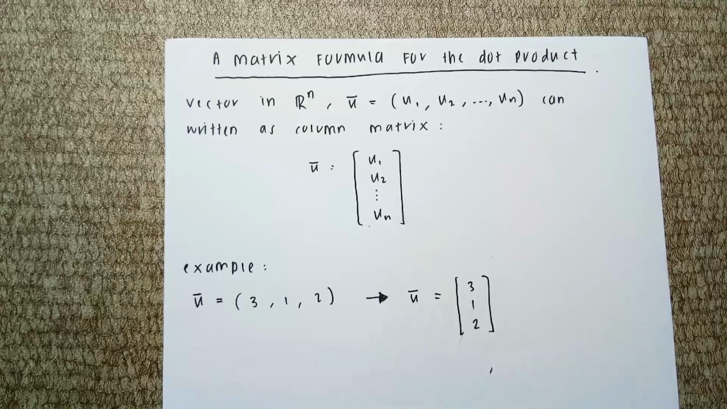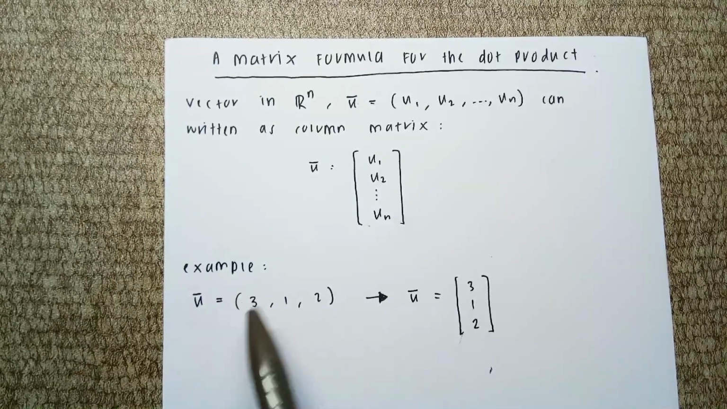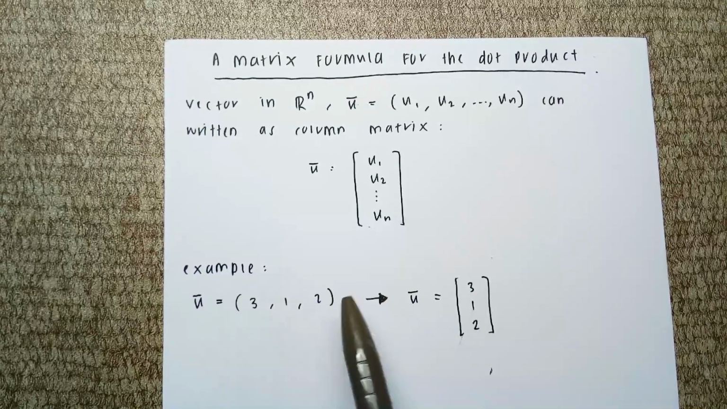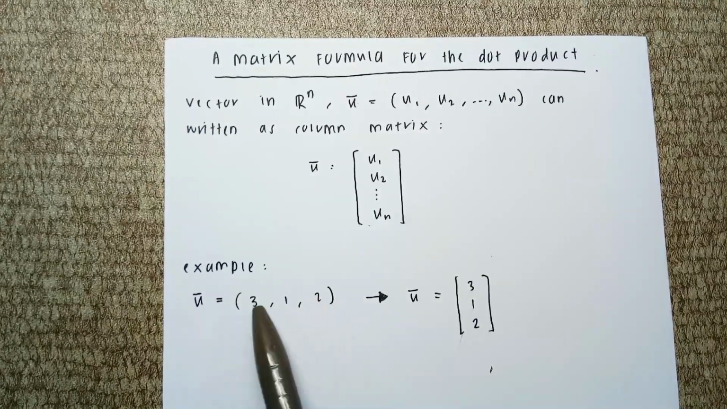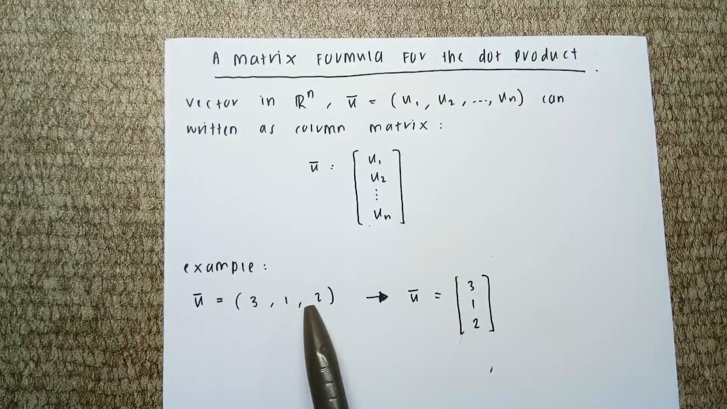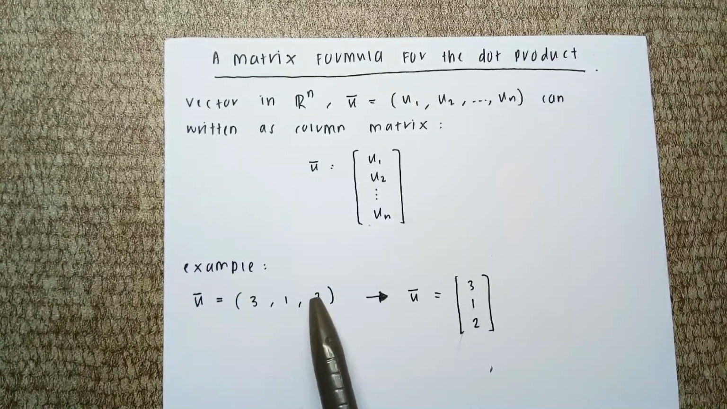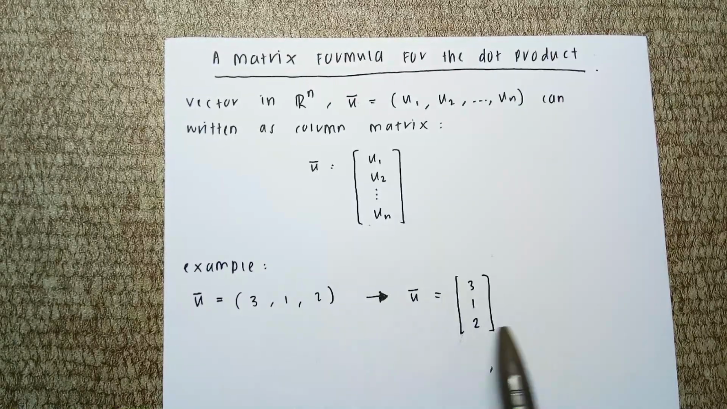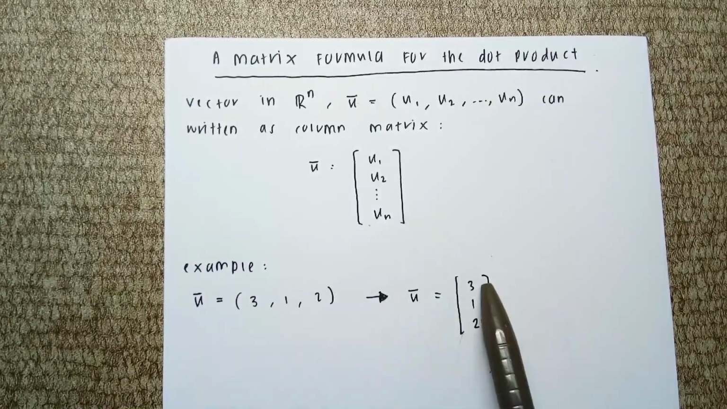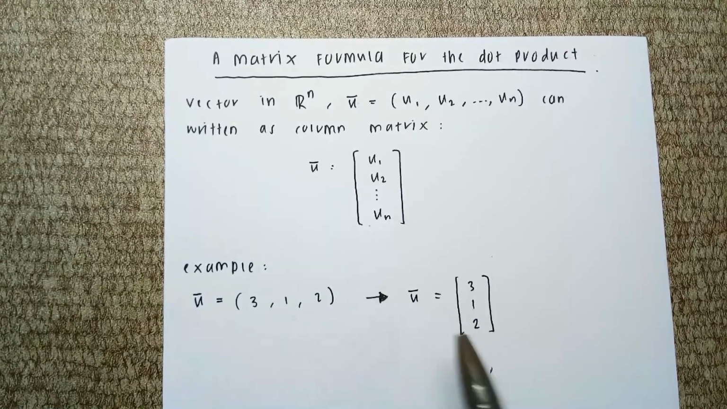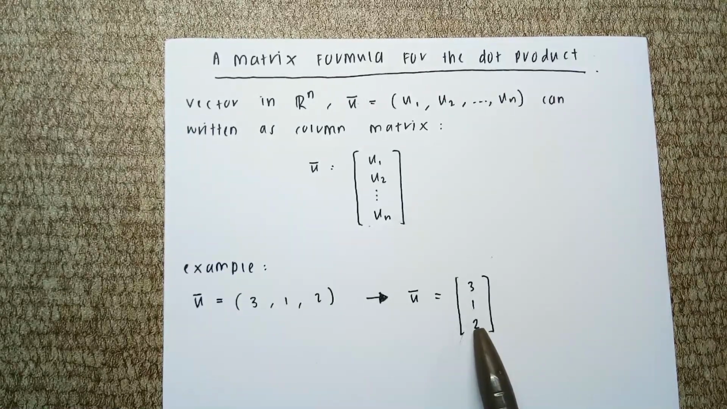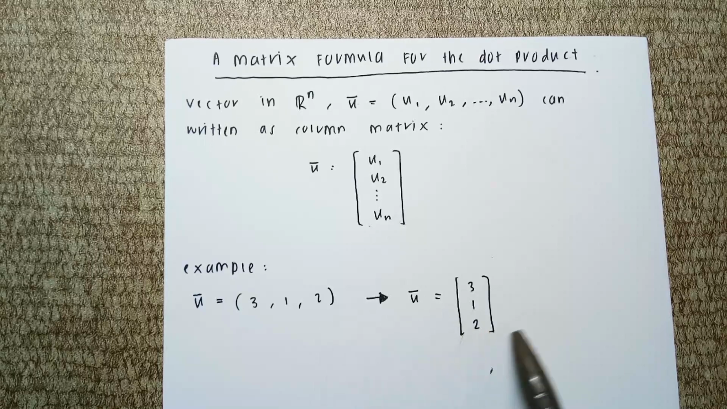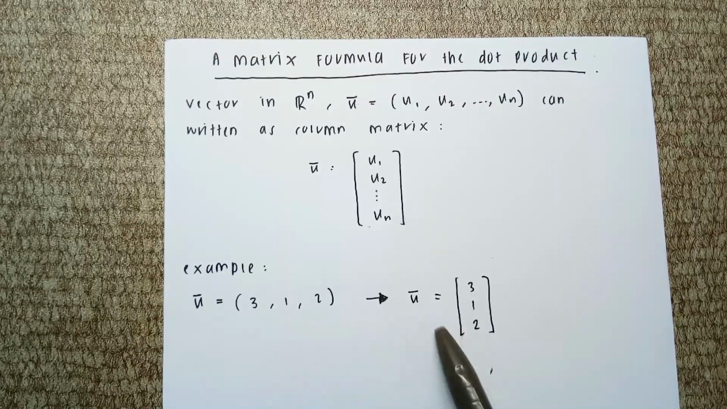For example, I will give you an example here, which is u bar equals 3, 1, 2. To change it into the matrix form, we just need to put the 3, 1 and 2 into different rows of the matrix. As we can see here, 3 would be in row 1, 1 will be in row 2, and 2 will be in the third row. So as you can see here, this is the way to change the vector into the matrix form.